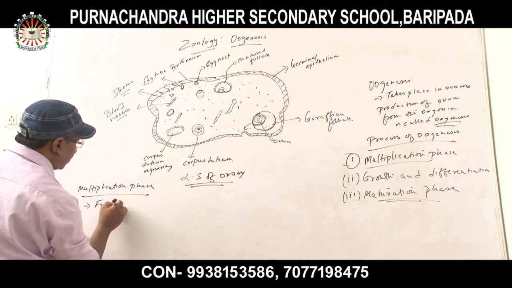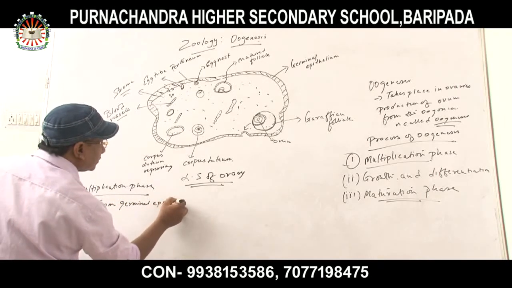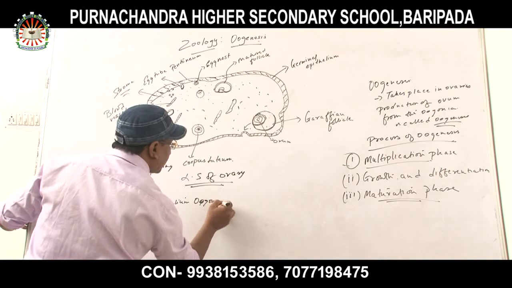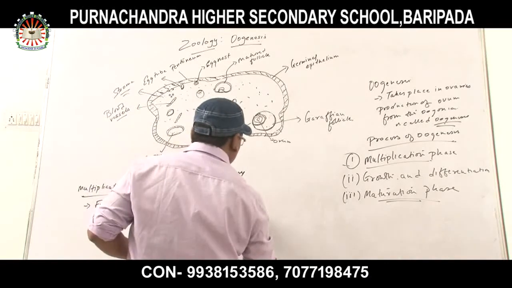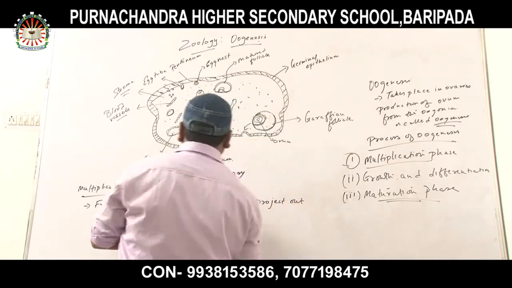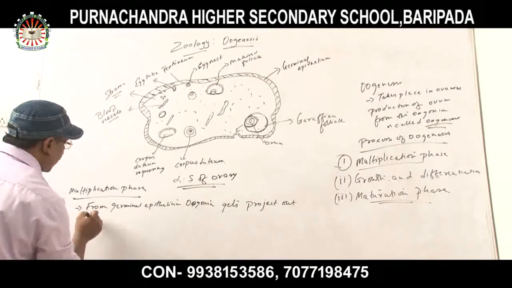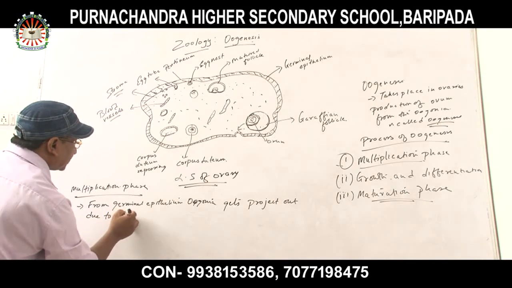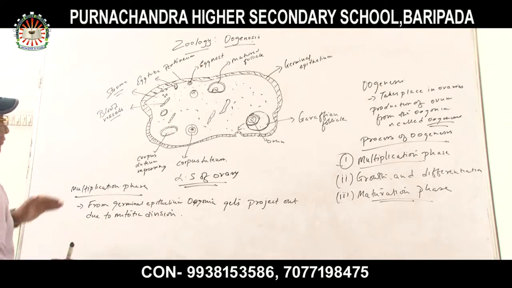From the germinal epithelium, oogonia get projected out. Due to which kind of division? Due to mitotic division. From the germinal epithelium, oogonia are formed due to mitotic divisions.